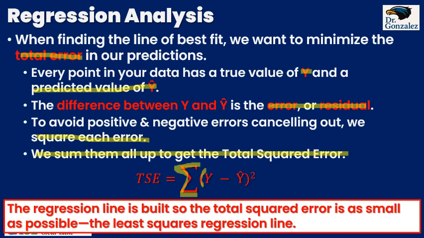So our regression line is going to be built so that that total squared error is as small as possible. And that's where we get that line. It's called the least squares regression line, least because we want the smallest squared error.